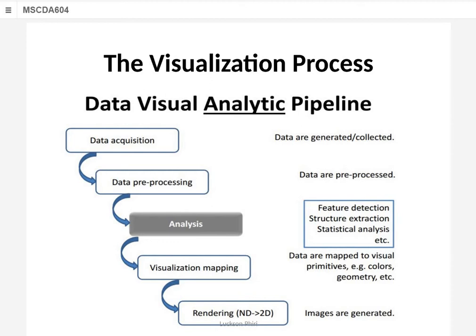So for example, you can do some feature detection from your data. You can do some structure extraction. You can do some statistical analysis, etc., using various methods like machine learning algorithms, artificial intelligence, and many other methods. After doing that, you then map the data to visual primitives.